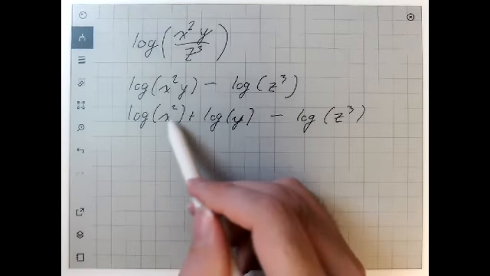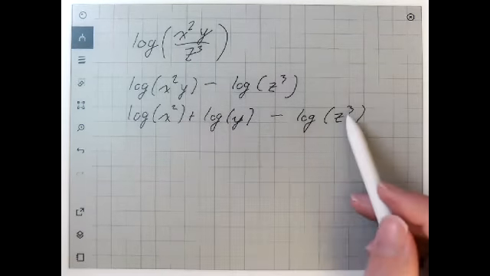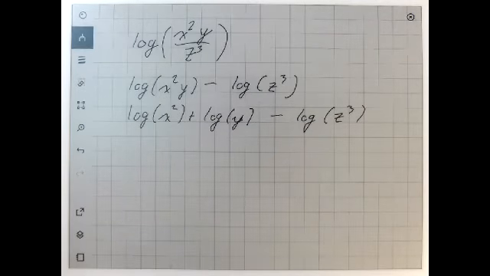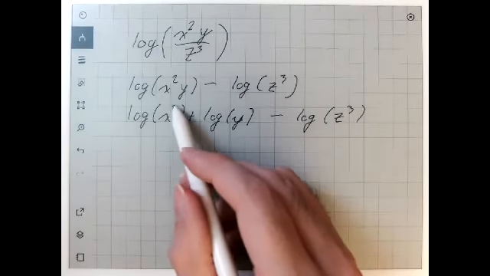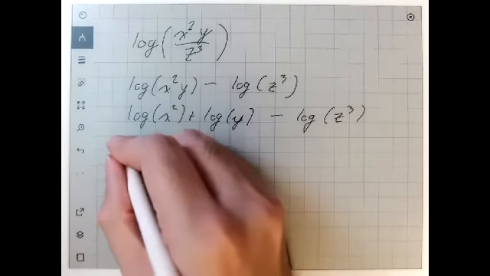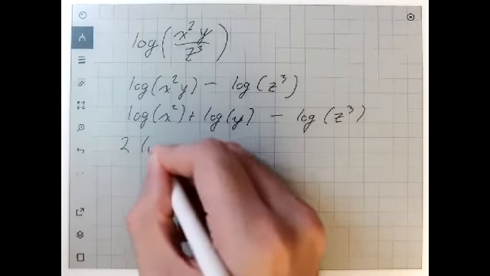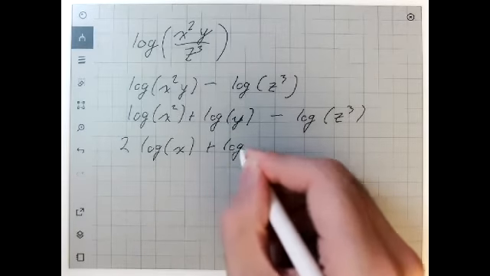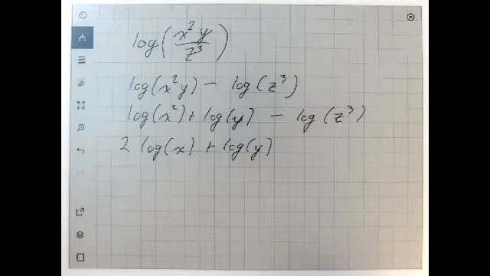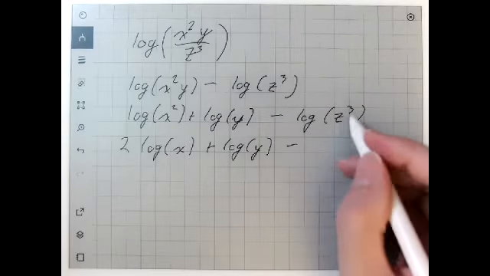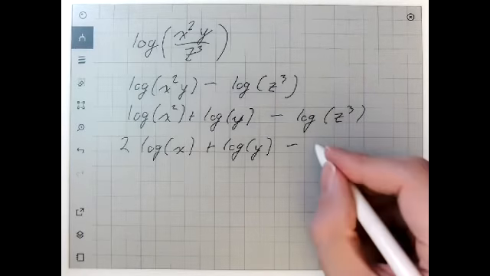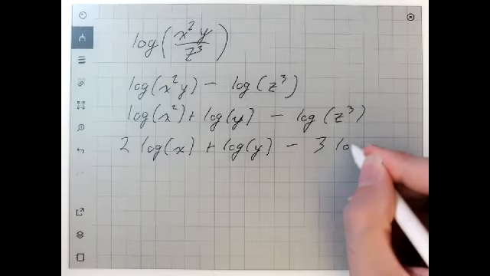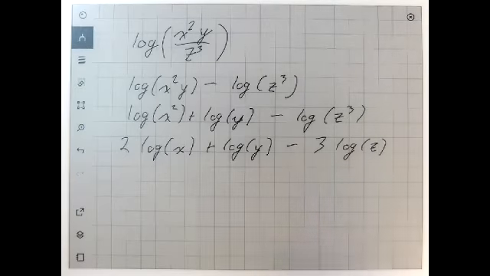Then finally, I have an exponent here, I have an exponent here. Exponents inside the argument of a logarithm turn into multiplication outside the argument. So I'll take this x squared and pull it out front. So I get 2 log of x. Nothing really happens with the log of y. And then log of z cubed is going to be 3 times the log of z.